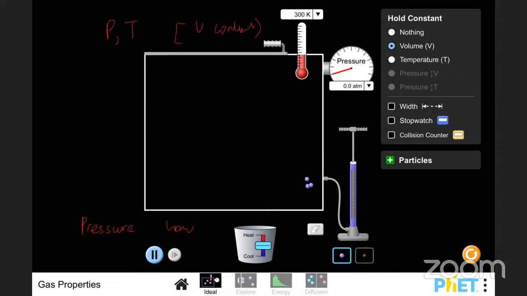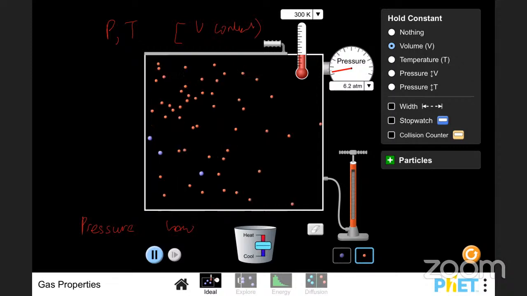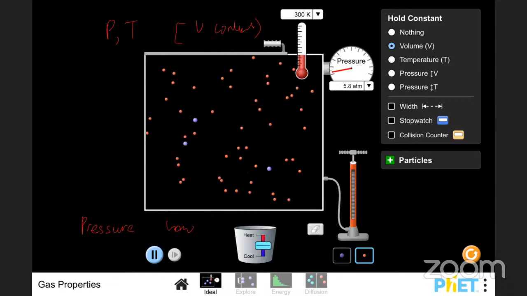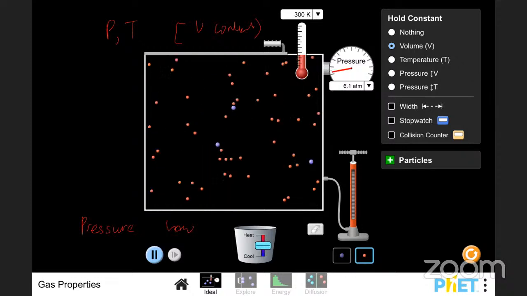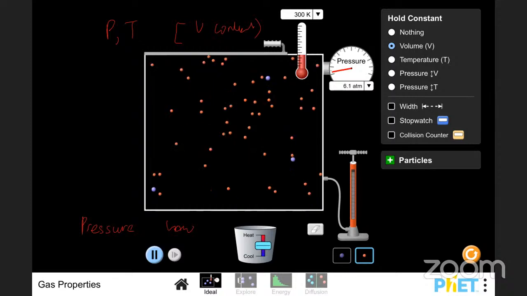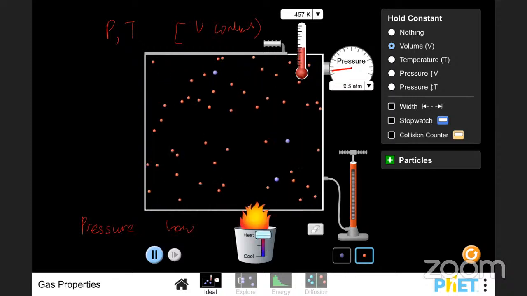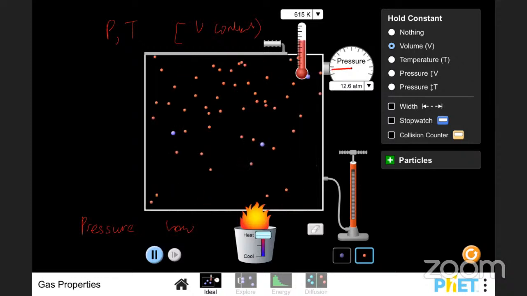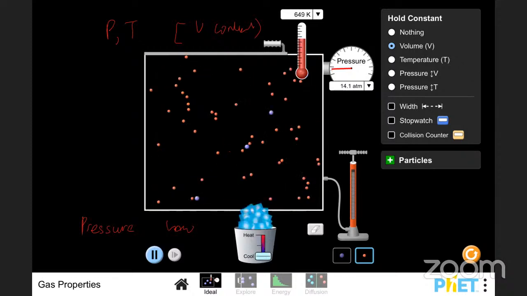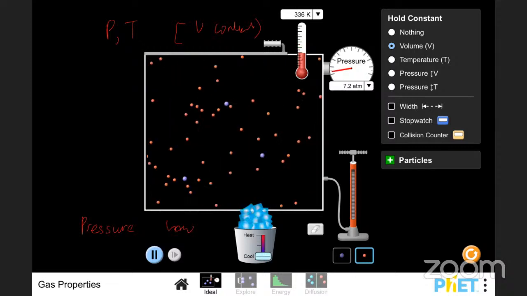So let's keep volume constant. Let's change to red now. Red particles. So it has some blue trapped in there, right? So look at the pressure. I am going to increase temperature. Look at what happened to the pressure. Pressure going up, right? I'm going to drop temperature and the pressure goes down.